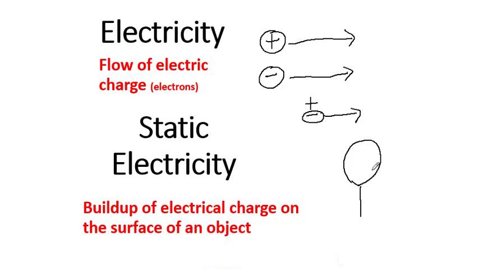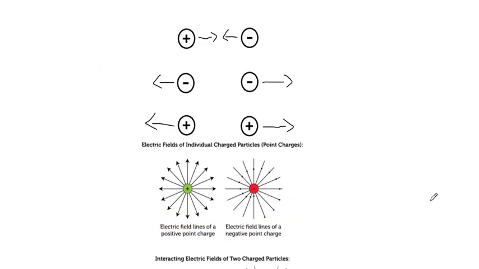So let's say, for example, a balloon. If you rub a balloon on hair or some type of wool, it will build up negative particles on its surface. This buildup of negatives on the surface is called static electricity. The word static means stationary. So here we have a giant negative charge building on this balloon, and the negative charge is going to want to find a positive charge to find equilibrium. Negatives and positives are always trying to find equilibrium.